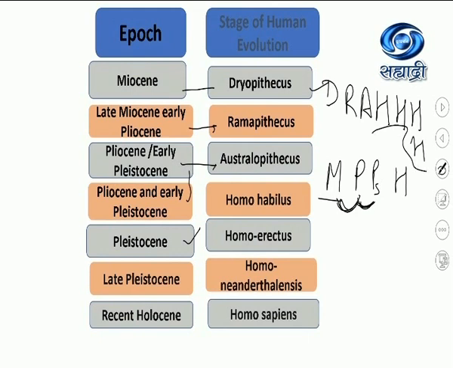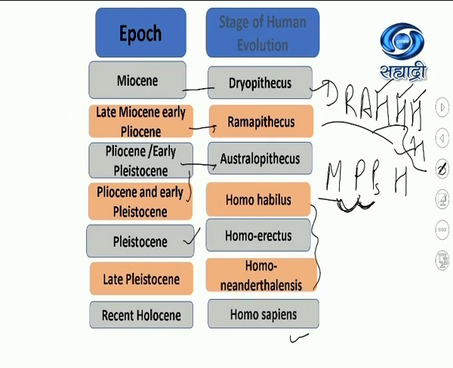So how many H are there? 4. These 4 stand for Homo habilis, Homo erectus, Homo neanderthalensis and Homo sapiens. Students, I know this is confusing, but we can make acronyms. What is the acronym? DRA. In DRA, how many H are there? 4. D stands for Dryopithecus, R stands for Ramapithecus, A stands for Australopithecus, and then Homo habilis, Homo erectus, Homo neanderthalis and Homo sapiens. See, Homo sapiens is easy to remember.